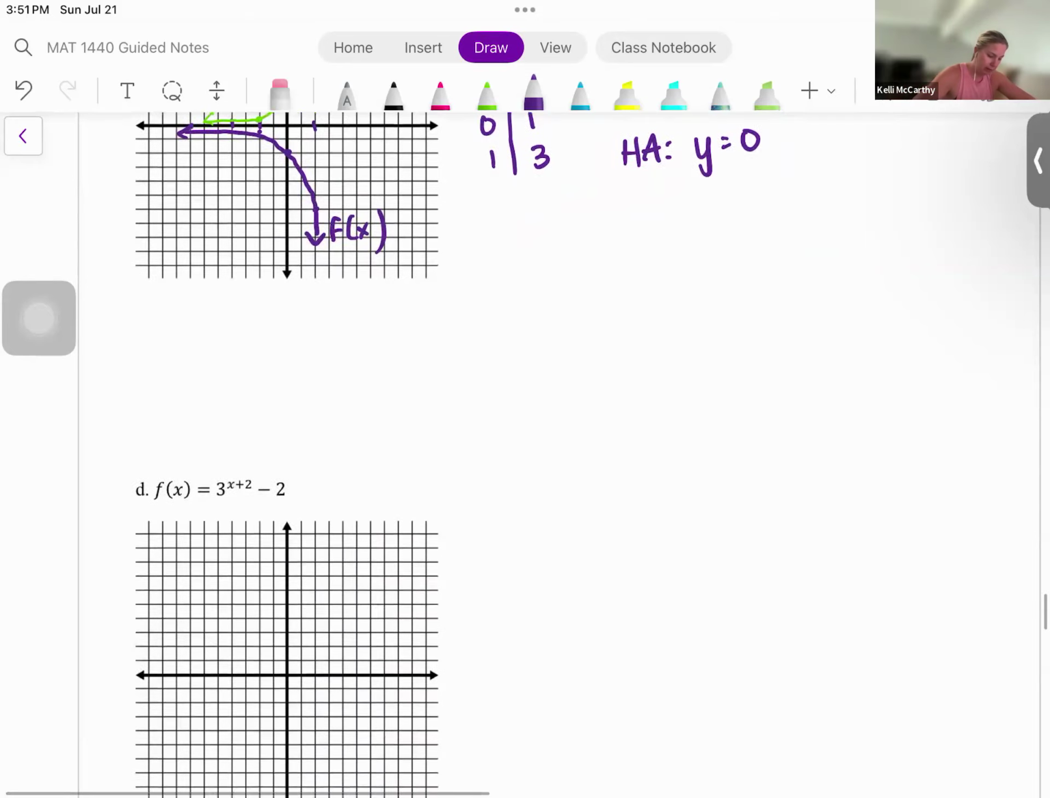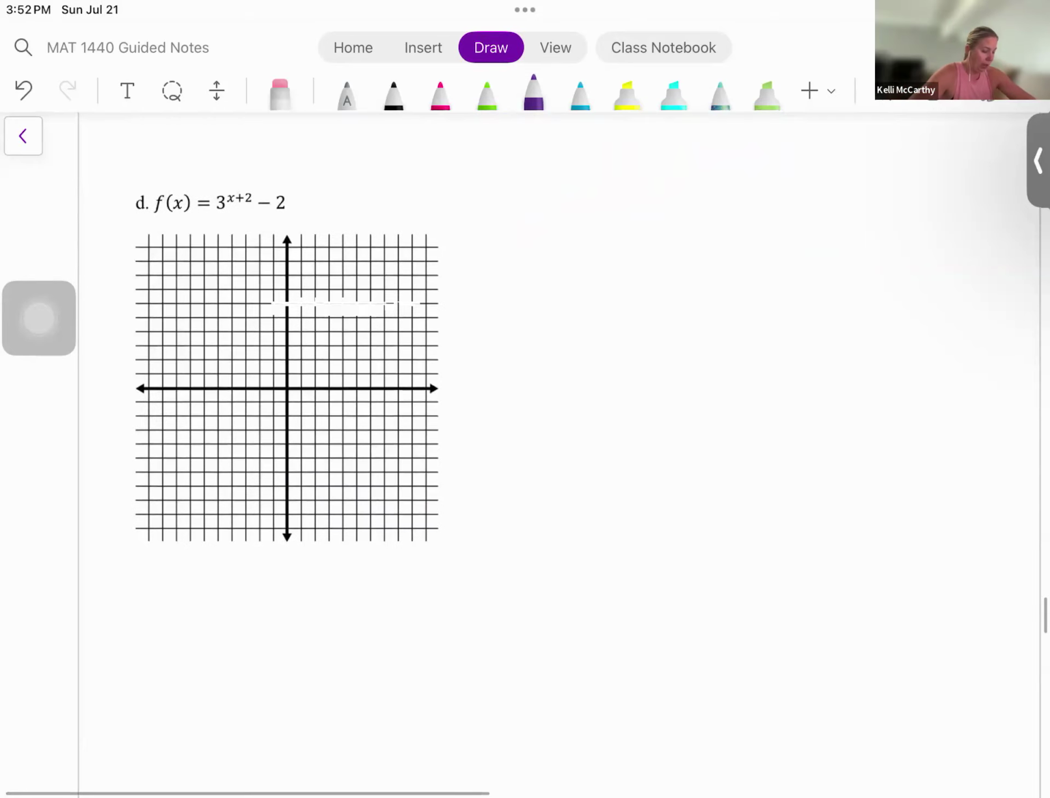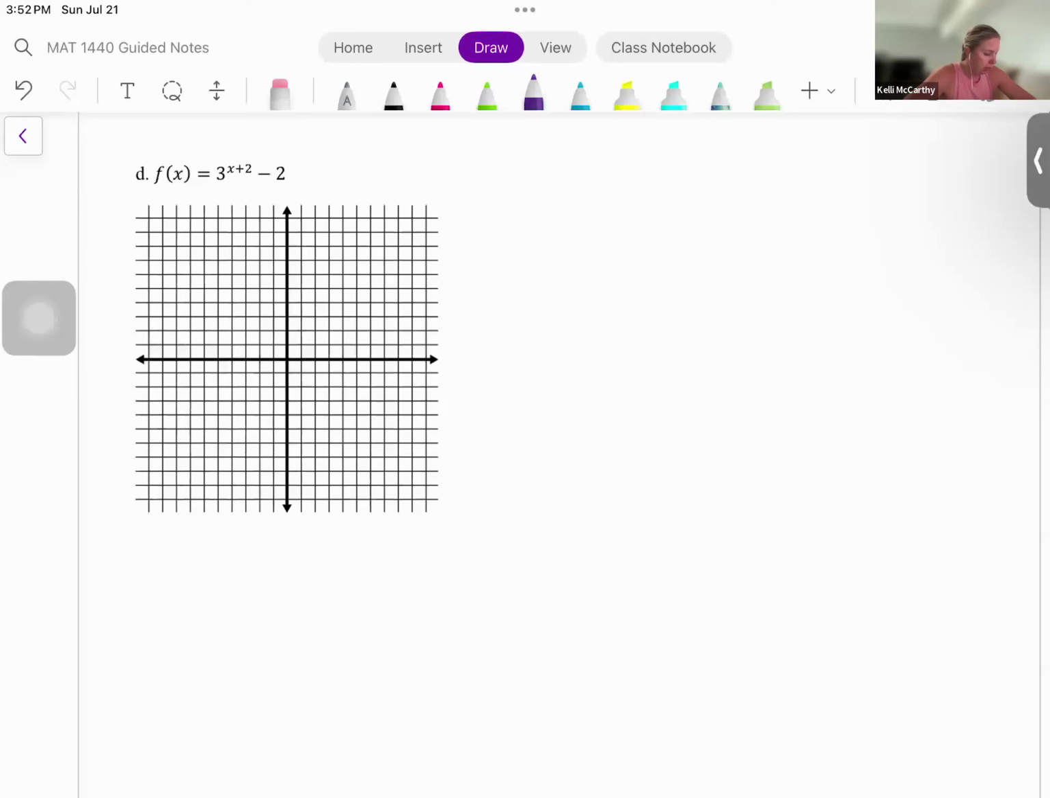All right, the next one, we have f(x) = 3 to the x plus 2, minus 2. So we're going to keep that same parent function of y equals 3 to the x. And when we identify our transformations, the +2 in that exponent is going to be a horizontal shift to the left 2 units. And that -2 at the end is going to shift the function down 2 units.